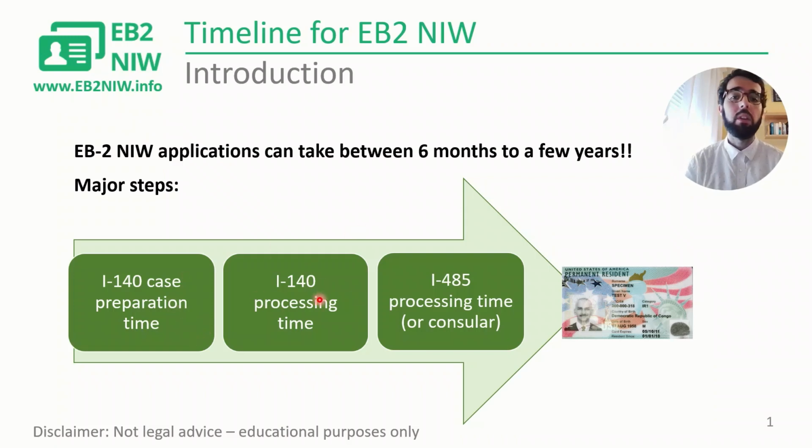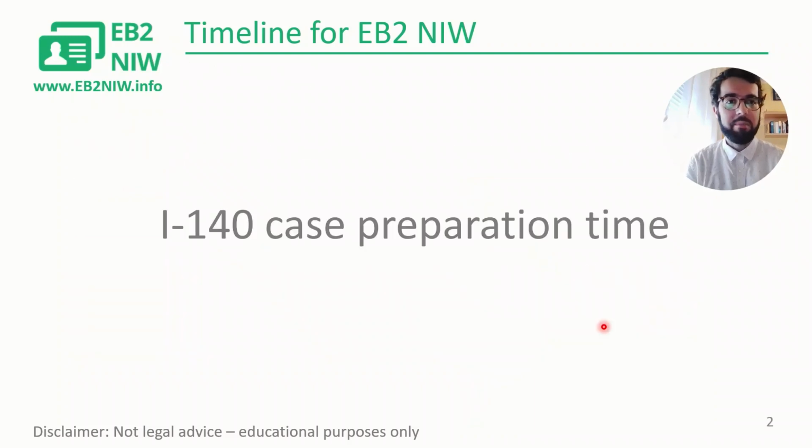Then you have the I-140 processing time. That's the government times that they take to answer yes or no to your application or give an RFE, whatever it is. And then finally, once you are approved, then you will have to do an adjustment of status or I-485 if you are in the US, or consular processing time if you are abroad. And finally, you get the green card.